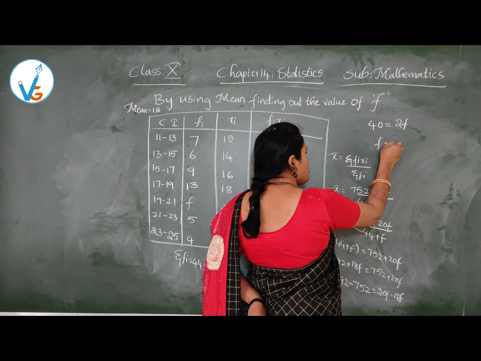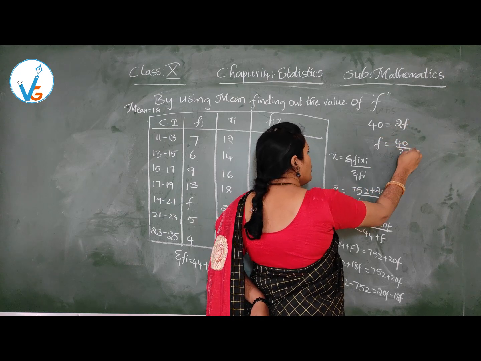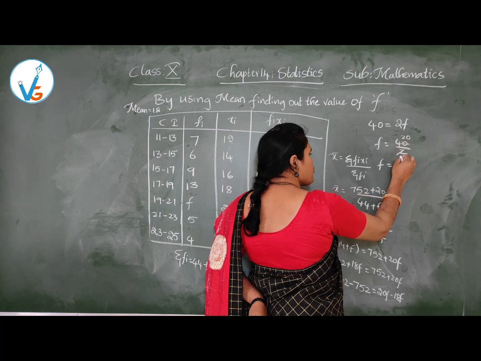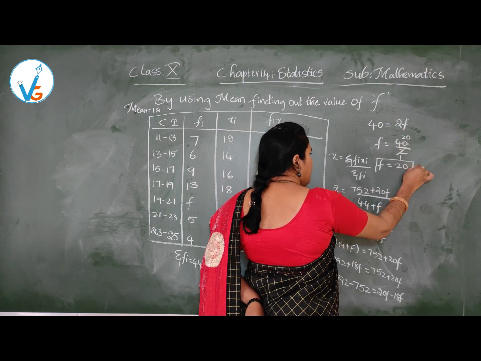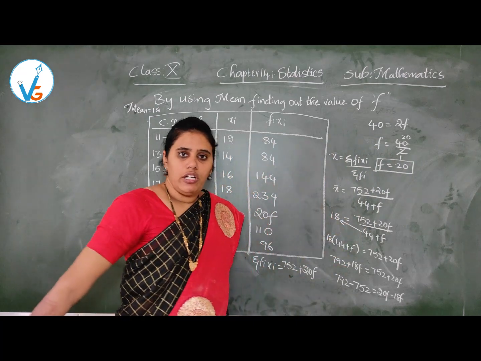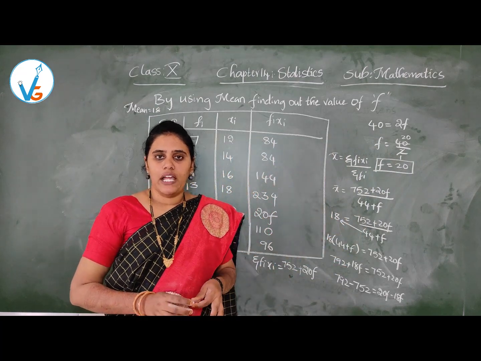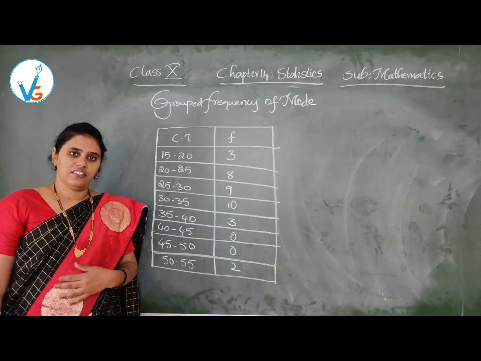So f equals 40 by 2. If we cancel it, we will get 20. So here the value of f is given as 20. What did we get as our value of f? 20. So I think you have understood.